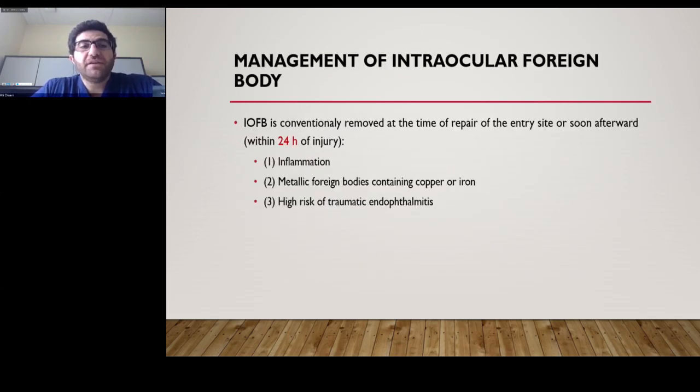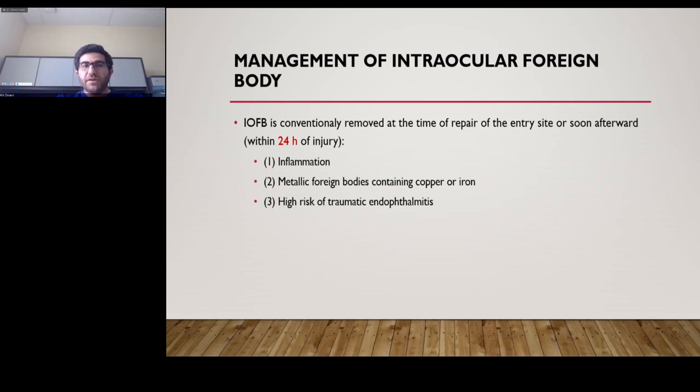Same thing for the presence of an intraocular foreign body. If we have a suspicion of an intraocular foreign body, the surgery should be done as early as possible, and we usually do it within 24 hours of injury. We should differentiate between inflammation and endophthalmitis. If we have a suspicion of endophthalmitis, we can inject antibiotics during the surgery.